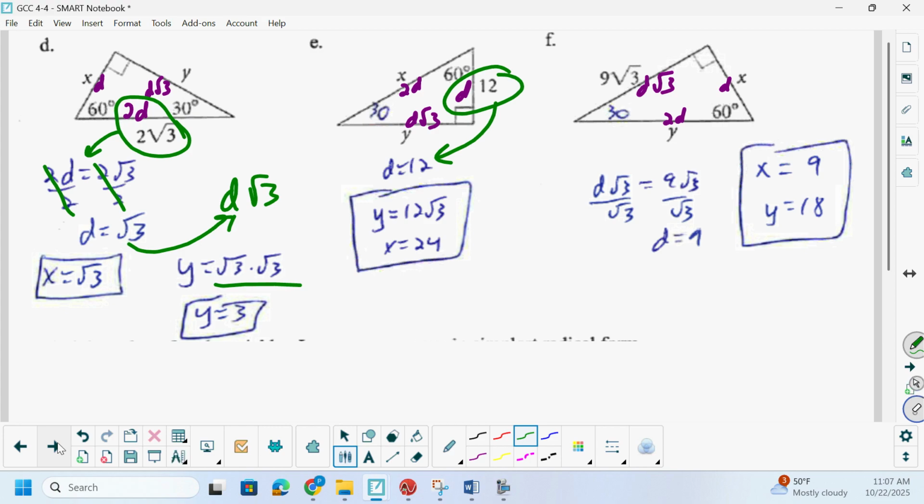Step 2, find the side that has a number, and we'll set up an equation. D square root of 3 equals 9 square root of 3. To get d by itself, we'll divide both sides by square root of 3, and d is 9. From there, x was just d, so x is 9, and double the 9 to get y is 18.